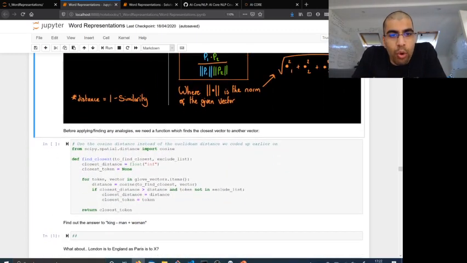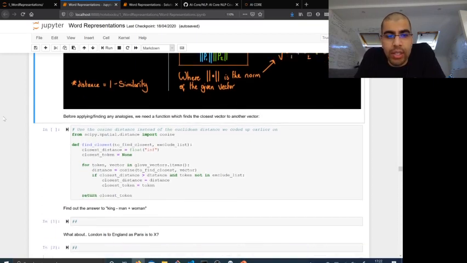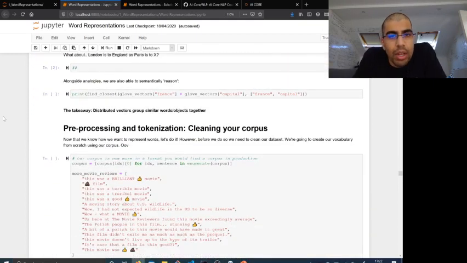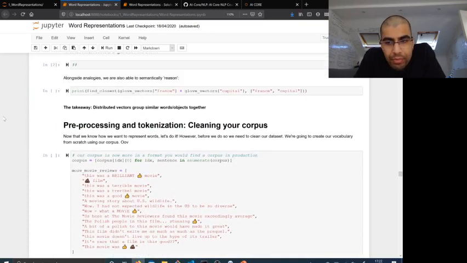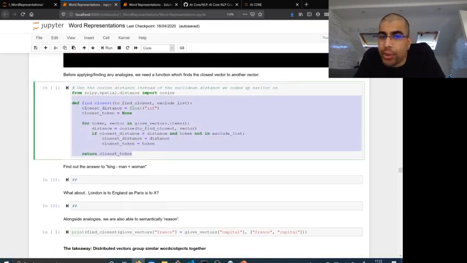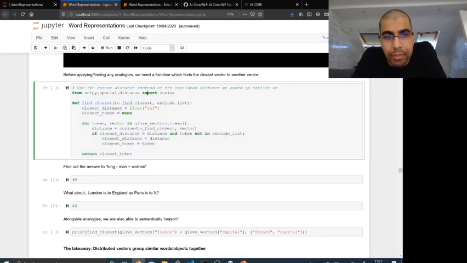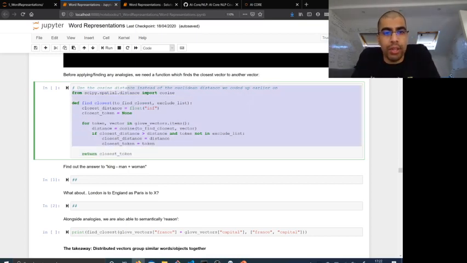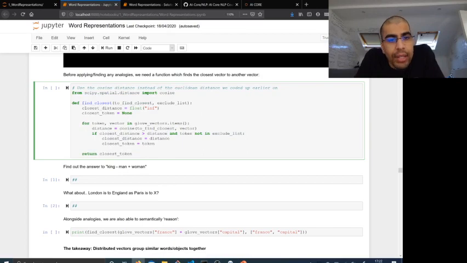So before actually applying any of the analogies that we're going to do, we need to define a function which finds the closest vector to another vector. Guys, I'm going to give you another 5 minutes. I want you to read through this code and understand what it's doing. Obviously, I'll run through it when we're back, but if you can build up an understanding of it, that's cool.